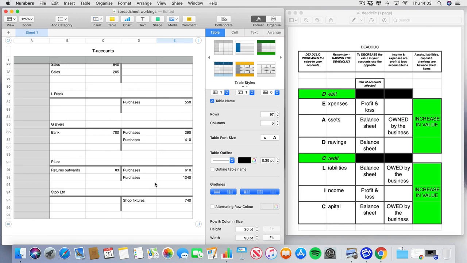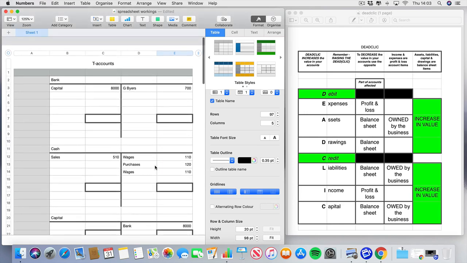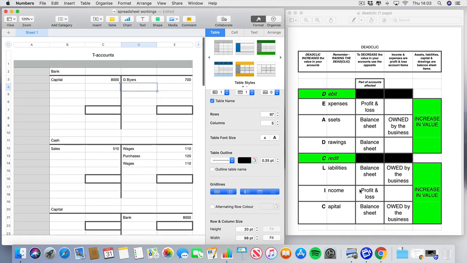Right, paid Stop Limited a cheque for $740. So back to the bank account. Sorry, let me start again. I do apologise for the confusion there. I'm on the bank account, which is an asset. We are decreasing the value of the bank account. If we were increasing, it would be a debit. We're decreasing, so it's a credit. Apologies for that. So paid Stop Limited a cheque for $740.